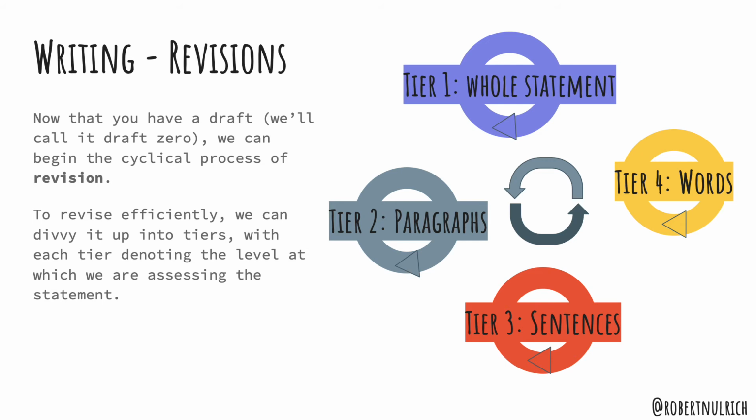To revise efficiently, we can divvy up the revision process into tiers. Each tier denotes the scale at which we're going to be looking at the statement. In Tier 1, we're going to be looking at the entire statement, its structure and organization, and the overall message being conveyed and emphasized. This goes down in scale to paragraphs, sentences, all the way down to just your choice of words. The ordering of the tiers marks the most efficient way to go about revisions, because during larger scale revisions, such as looking at the whole statement, you might completely overwrite or make irrelevant any changes that you've made at a smaller scale, like the sentence or paragraph level.